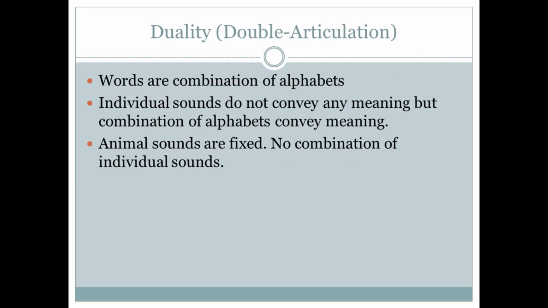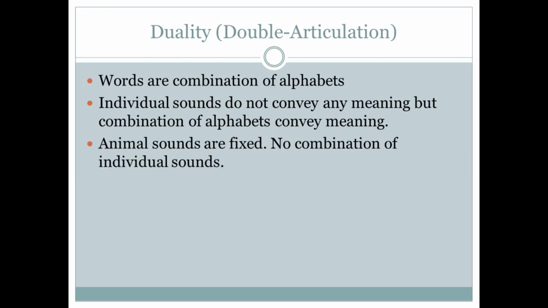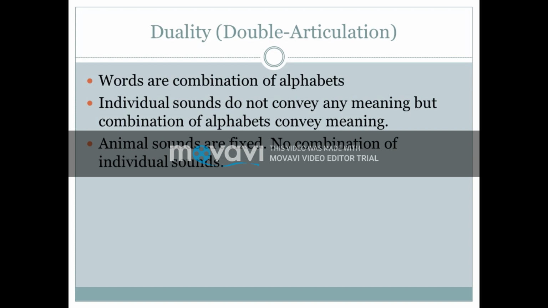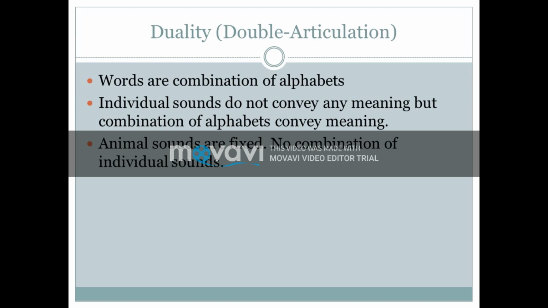Then we talk about duality. This is again very simple. Duality, or double articulation, means that words are combinations of alphabets. For example, if I say C, one alphabet C, one alphabet A, one alphabet T, so I combine them, C A T, it becomes a cat. Although I have not said it in sequence, just think about three letters: A, C, T, C, T, A, C, A, T, whatever sequence you want to make. When you combine them to make a word, it becomes cat. Instead, C separately, A separately, and T separately, as alphabets, they do not convey any meaning. But when they are united, when they are combined, a word is made, and then it gives us a meaning.